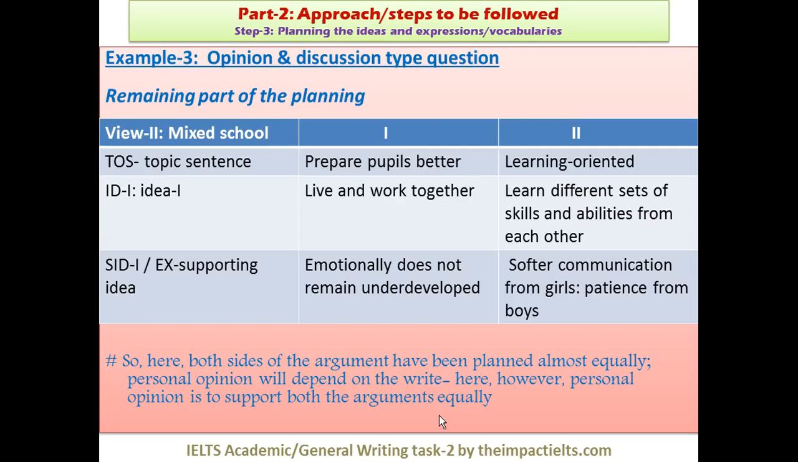All right. So that's all about this video, and I have now explained how to plan each of the three types of questions, right? In the next videos, I'll cover expressions, because we haven't planned any expression per se, although there are some expressions which can be used, like emotionally underdeveloped or set of skills, right? Learning oriented. But then you need a better collocation and vocabulary set to get a better band score in that particular part. So this is what I am going to discuss with all three examples.